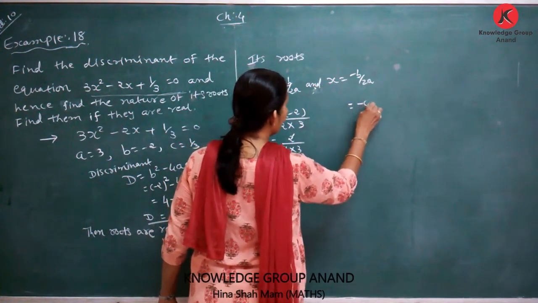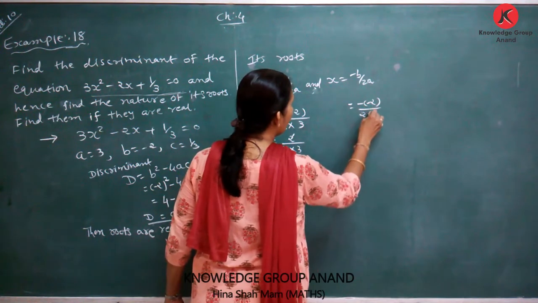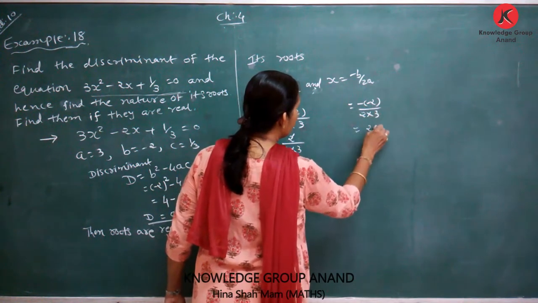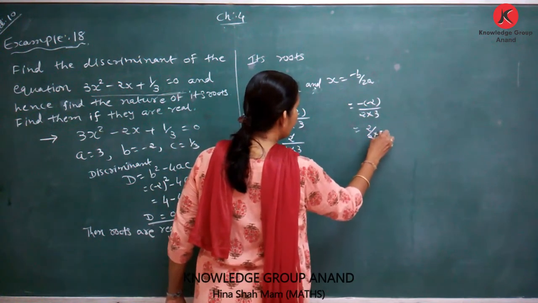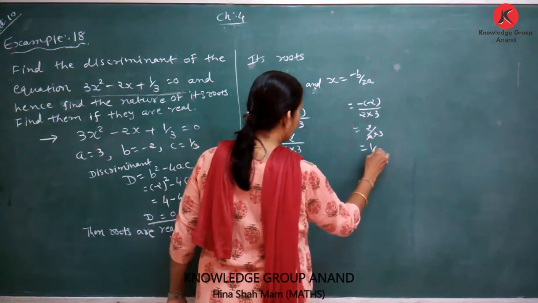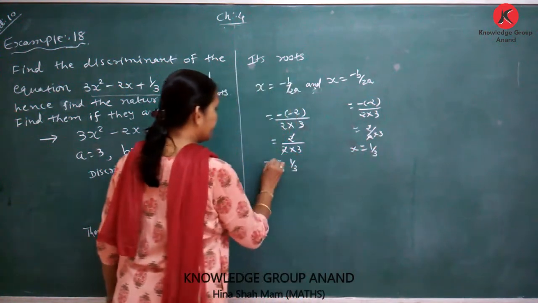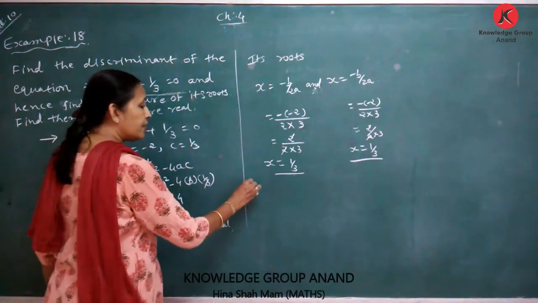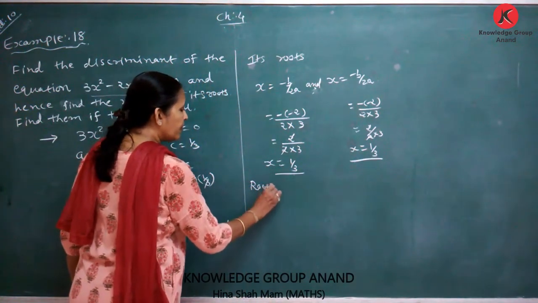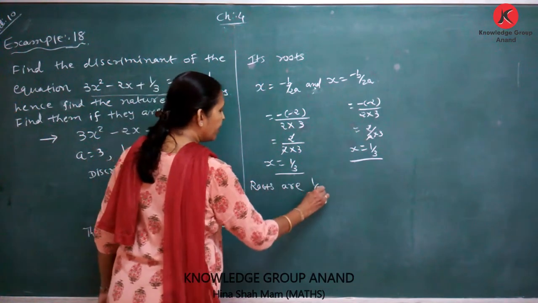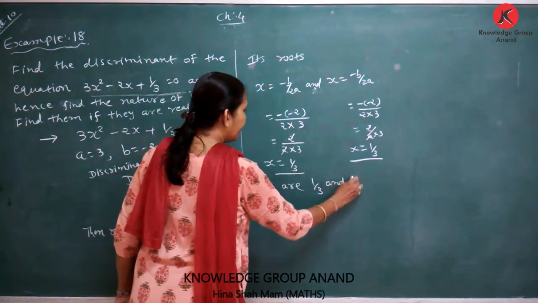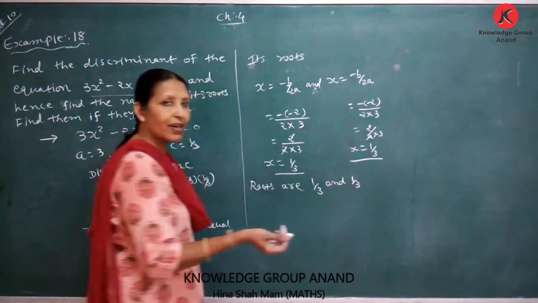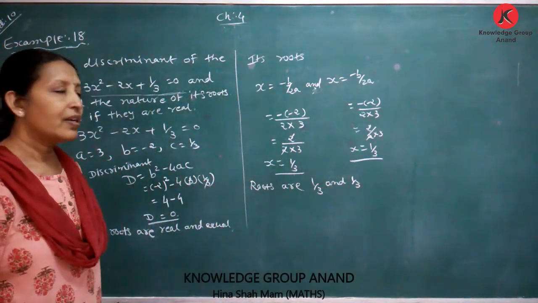x = −(−2)/(2 × 3) = 2/(2 × 3) = 1/3. Then the roots are 1/3 and 1/3. Both are equal and real numbers.